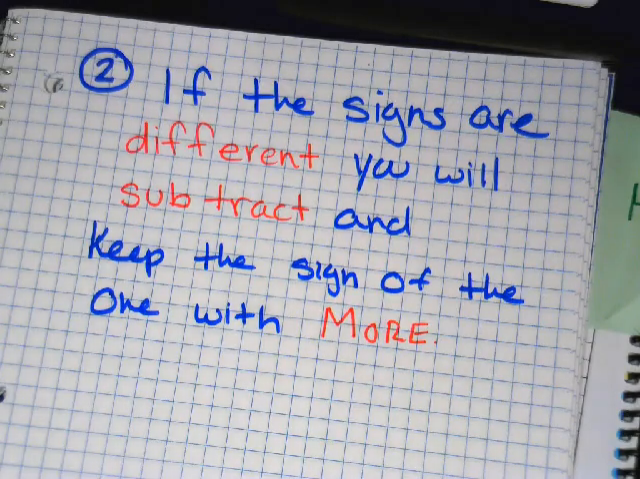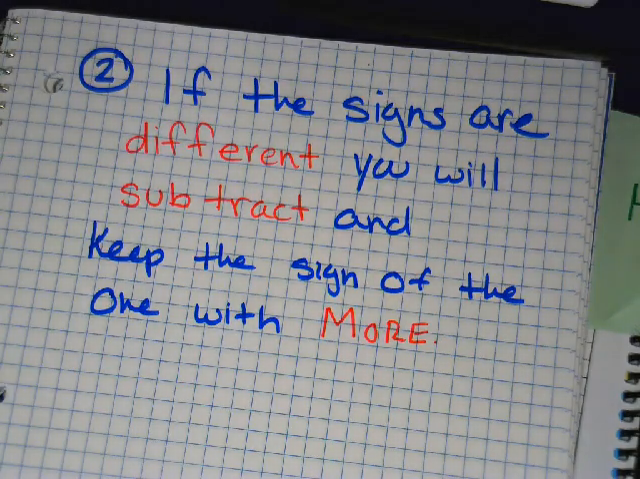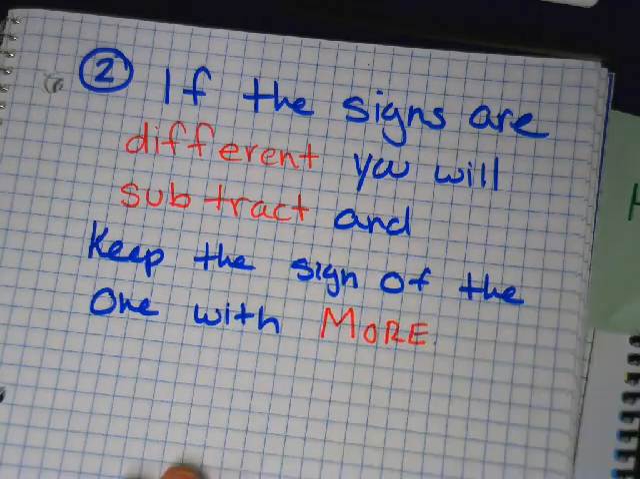So this is where it gets a little tricky, because it's keep the sign of the one with more. Not the one that went first, not the one that went second. It's what you have more of. And it comes with the 0 pairs, because if you're creating 0 pairs, whatever you have more of, those are the ones that are not circled. That's the stuff that's left over.